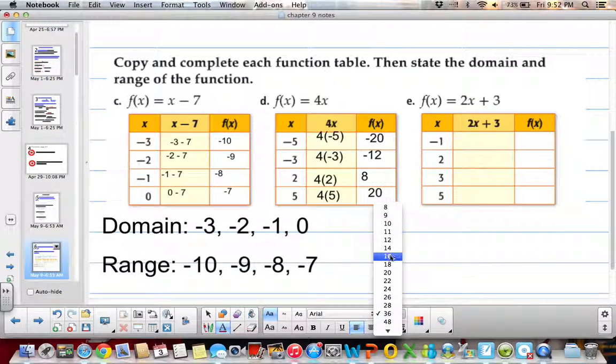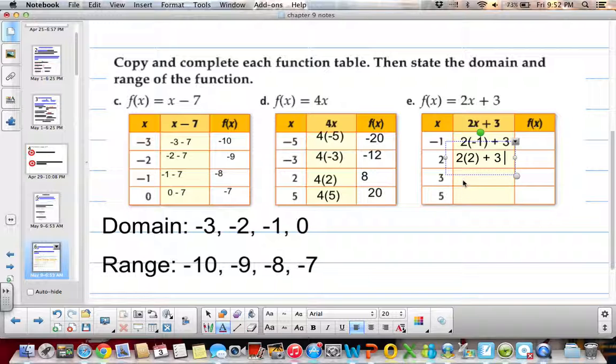Okay, for this one, our function is 2x plus 3. Our domain is -1, 2, 3, 5. So we have 2 times -1 plus 3. And then we have 2 times 2 plus 3. 2 times 3 plus 3. And then 2 times 5 plus 3.